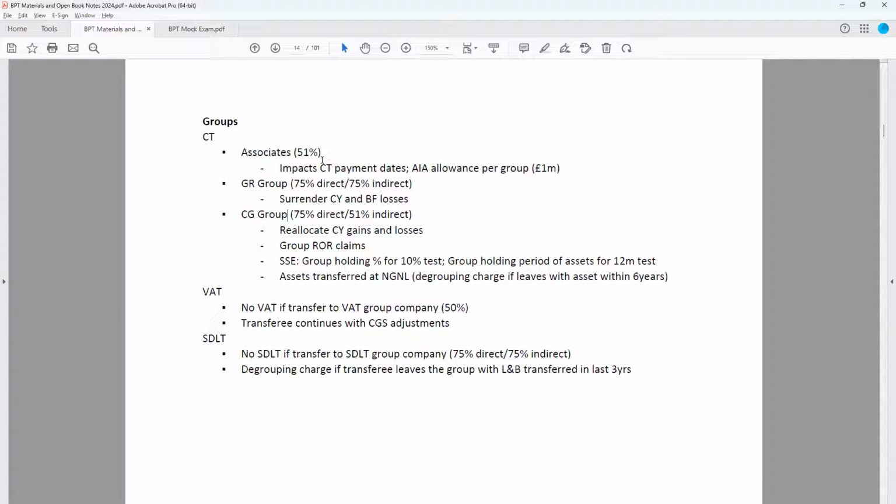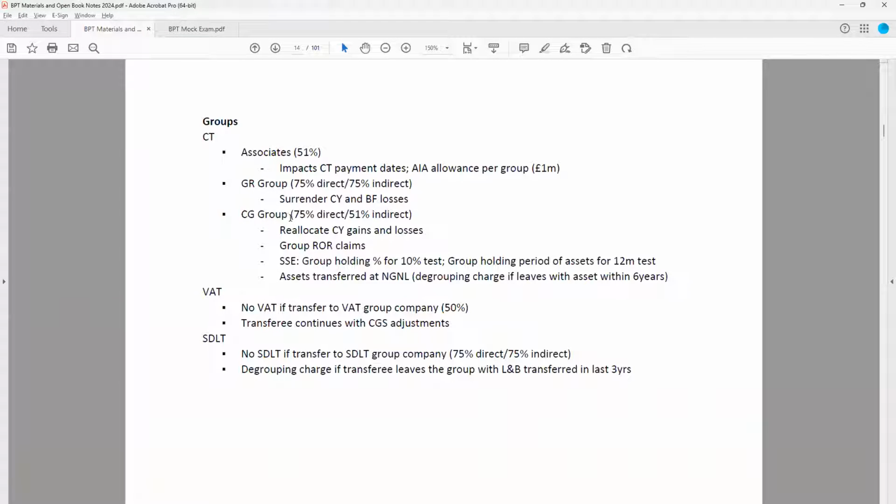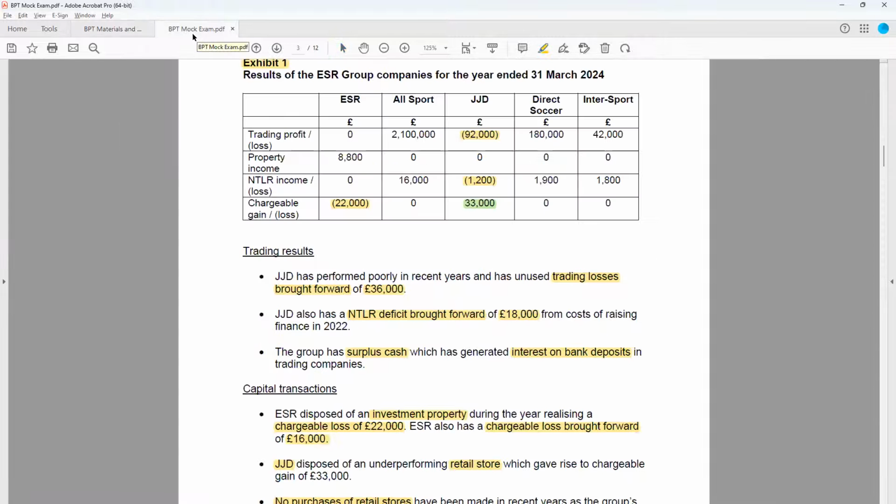But I'm only going to bring this into my answer if it's relevant to the scenario. The examiners say that too many students, whenever they see a group, just start going through: is it part of a group relief group? Is it part of a gains group? But that's only relevant if they've got losses. A group relief group is for surrendering losses. If there aren't any losses, it's irrelevant whether they're part of a group relief group. It's irrelevant to the scenario.